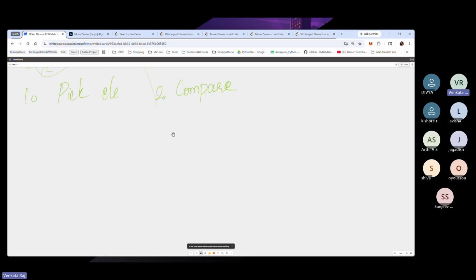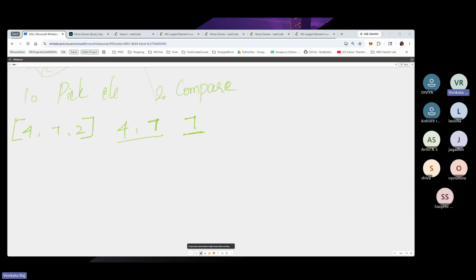So let's take an array. A simple array: 4, 7, and 2. So what we do first, we take 4 and compare it with 7. We compare 4 and 7. Which one is larger? 7. So we take 7 as the largest.